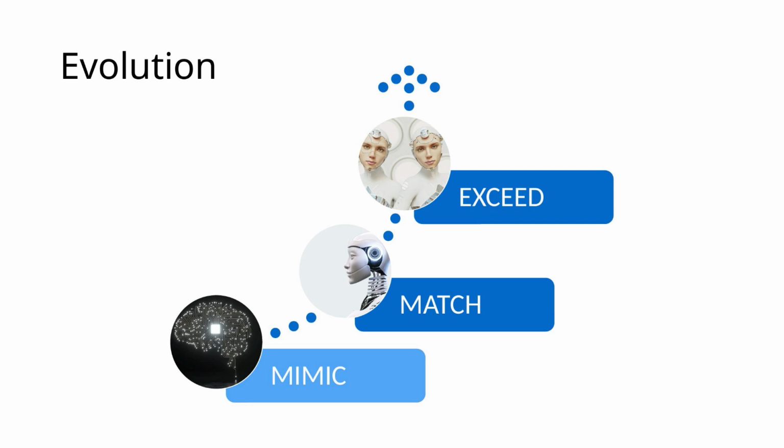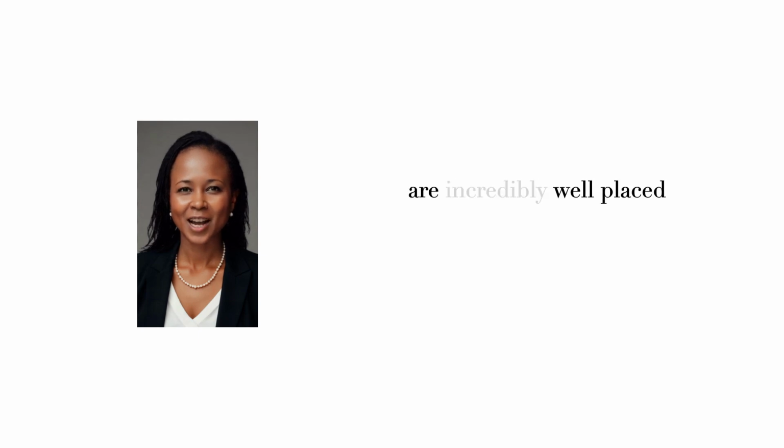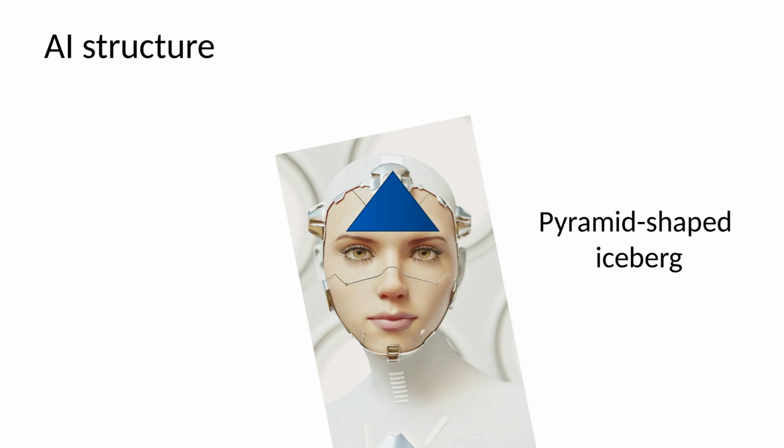AI developers aim to mimic, then match, and finally exceed humans. Therefore, there are a multitude of parallels and analogies to draw between AI and human structure and function. Doctors are experts on human structure and function. It follows that doctors are incredibly well placed to understand AI. In this video, we focus on AI structure.